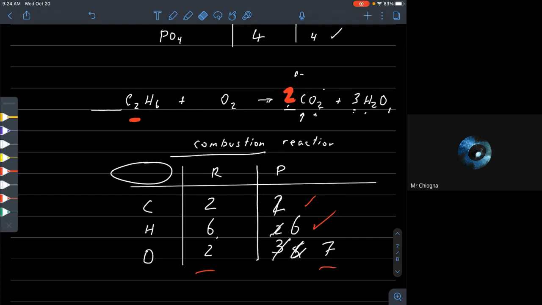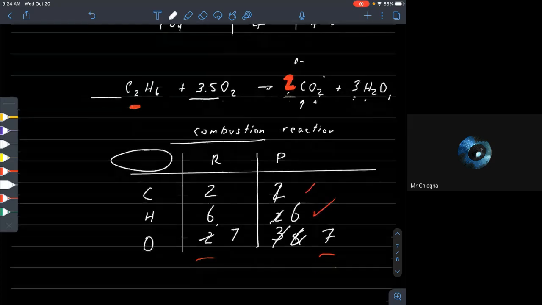So here's the thing. This is now mathematically correct. This now gives me 3.5 times 2 is 7. However, the problem is you can't have 3.5 molecules in chemistry. You can only have whole numbers. So the trick is this. We're almost done. This would be like part marks if you got to this point.